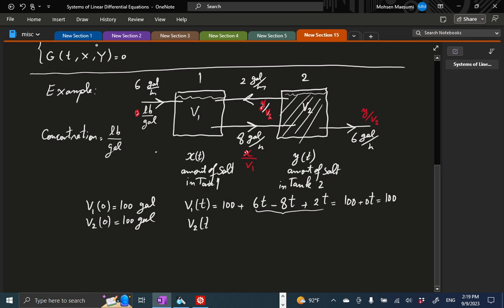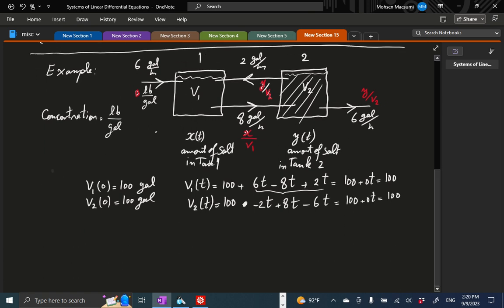Volume of tank 2, how about what's going on there? That one we said starts at 100 gallons, and then we are losing 2, gaining 8 and losing 6. Well, then of course this one also is kept at 100 gallons. So volume is a fixture, at least. So our problem is going to be substantially simpler than the alternative if the volume was also changing.